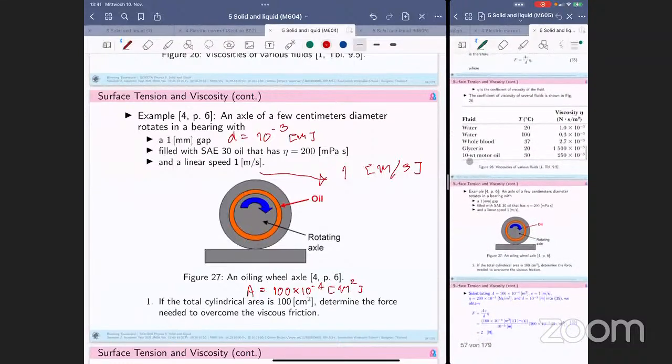This is 10 WT, but this one is 30. So its viscosity is greater than that. It's approximately the same, 30 and 10.